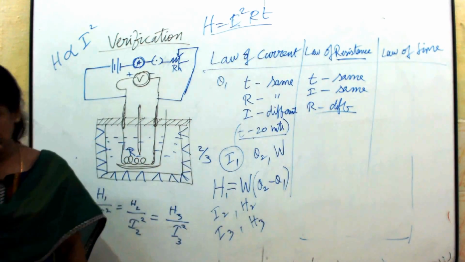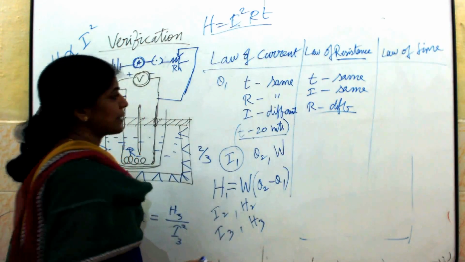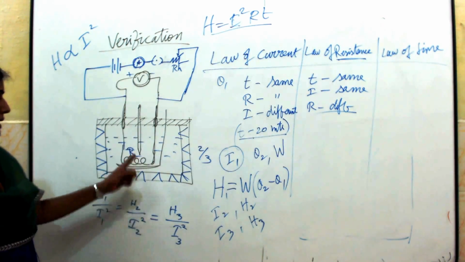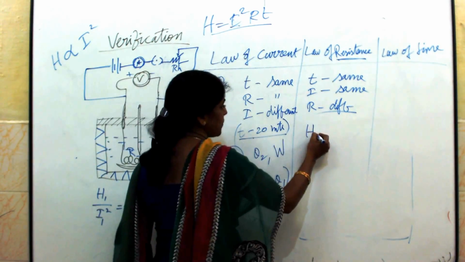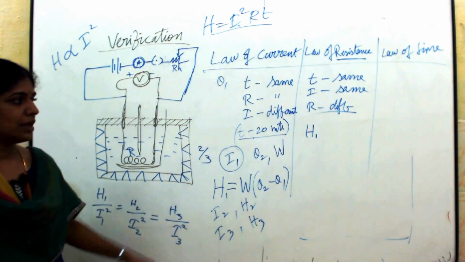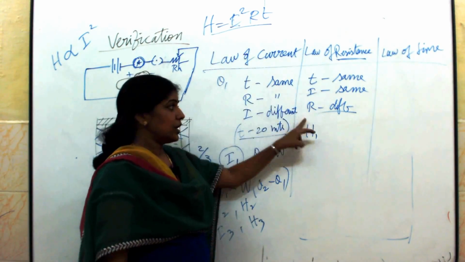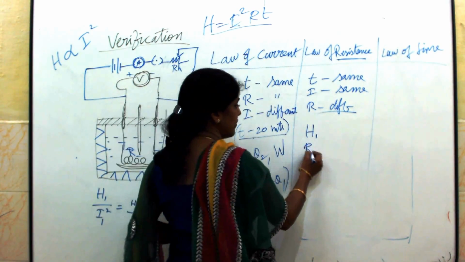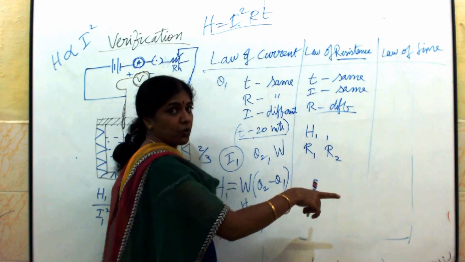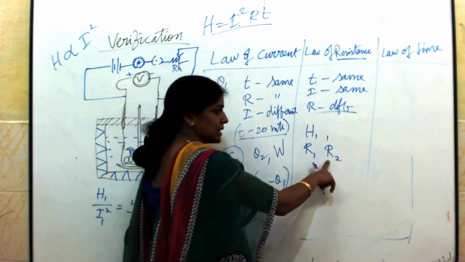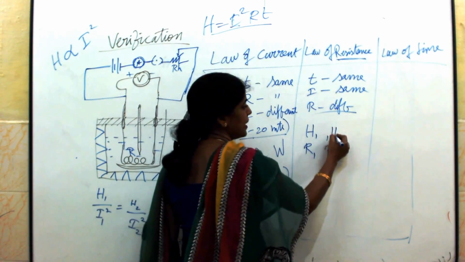Clear? H is equal to... same thing here. You allow some current I to flow through the resistance R for the same time T, and you find out what is the heat produced in the first case. Let H1 be the heat produced for the passage of current I for the same time T and for the resistance R. Here, let R1 be the resistance. Now, you vary the resistance. Clear? And you find out what will be the heat produced in this resistance of value R2 for the same current and same time. Let that be H2.